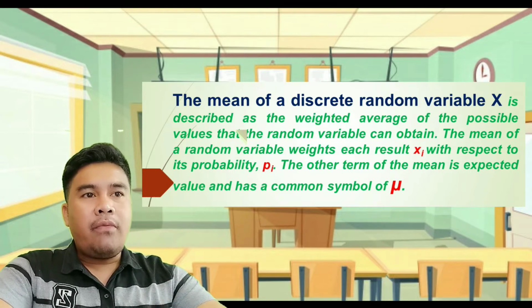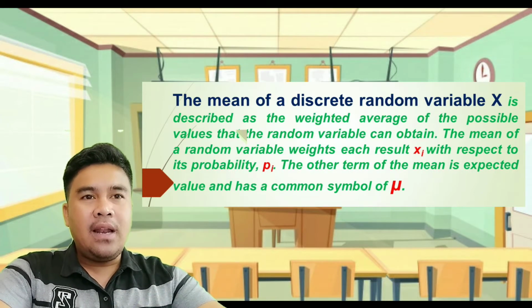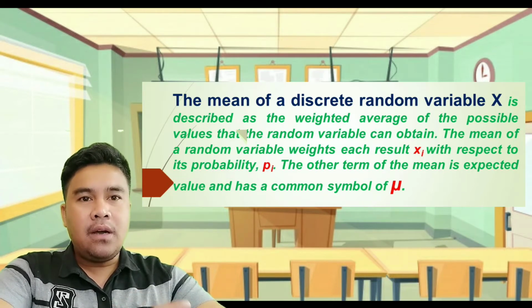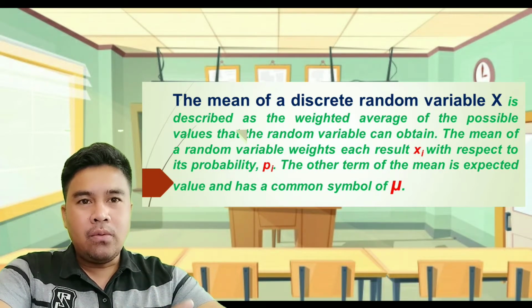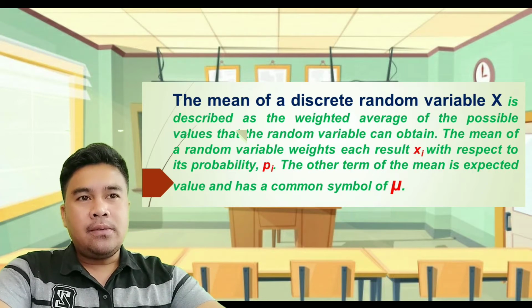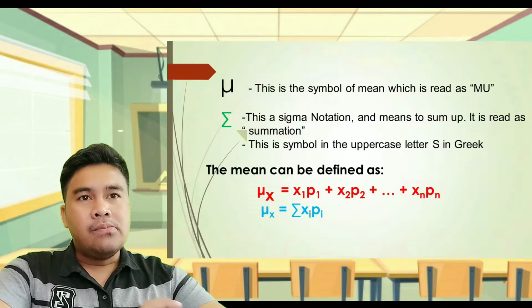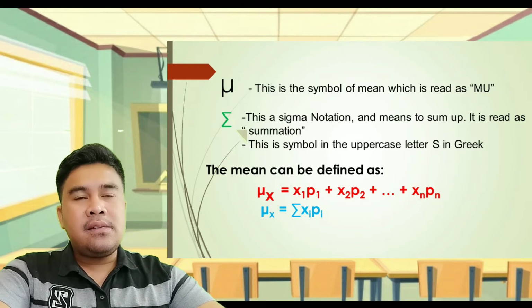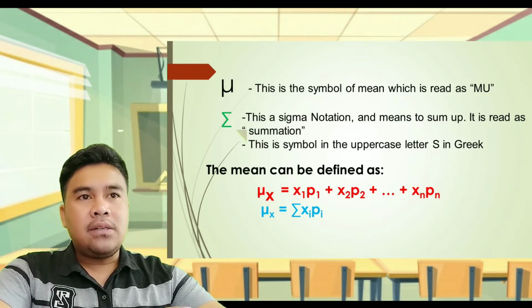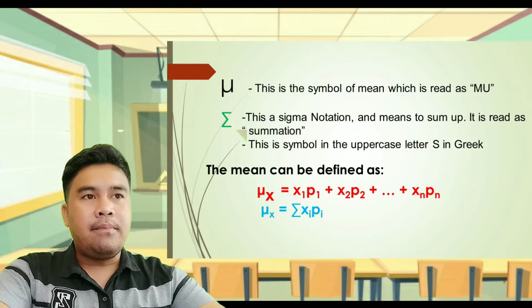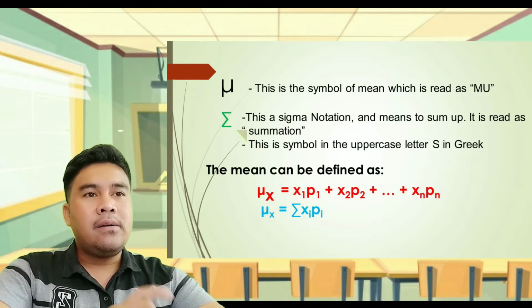The other term for the mean is expected value, and its common symbol is mu. Remember that this is the symbol of the population mean, read as mu. Another thing is the sigma notation, which means to sum up, or is read as summation. It is the uppercase S in the Greek alphabet.